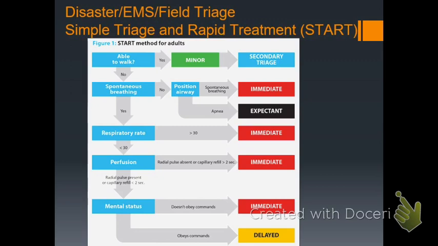Backseat passenger has a respiratory rate of 42. Weak palpable pulses. So you have two immediate patients. Exactly. You've got two immediate patients. So now when someone shows up on the scene, which one do you go to first? The driver, exactly. The driver's got the respiratory rate of 6.